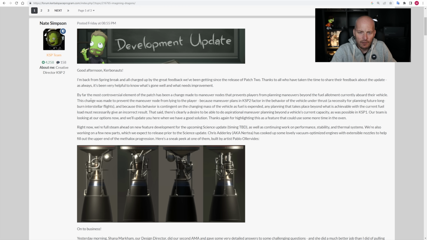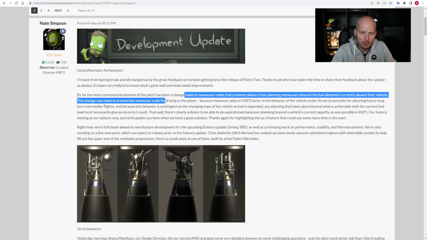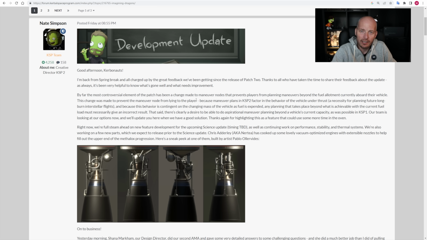Elsewhere, Nate talked about Patch 2, which came out a couple of weeks ago at this point. I think he says by far the most controversial change, the most discussed part of the second patch, has been the change they made to maneuver nodes. The change made it impossible, it prevented players from planning maneuvers beyond the fuel currently aboard their vehicle. The change was made to prevent a maneuver node from lying to the player.